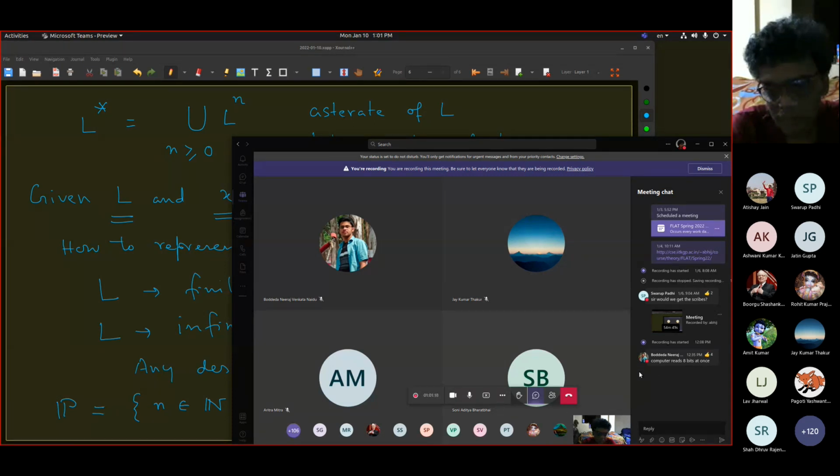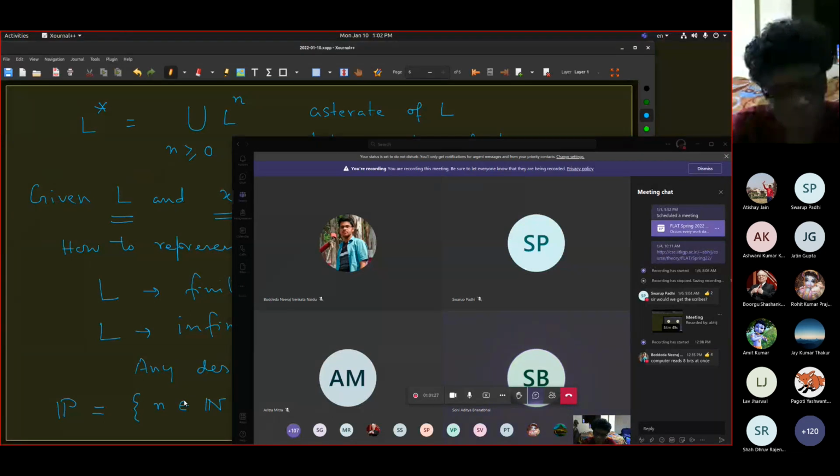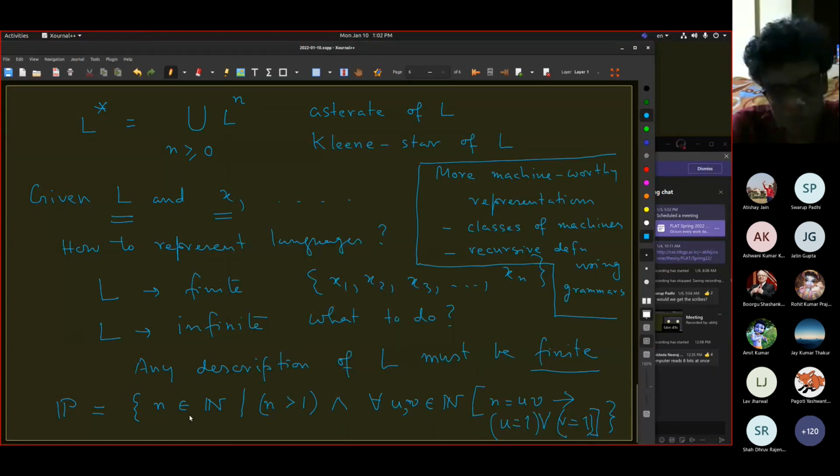Sir, language is finite means its cardinality is finite, right? Of that set. Like, what is a finite language and infinite language? Both of them are sets. Finite means the number of strings in that language is finite. Infinite language means the number of strings in that language is infinite. So the number of elements in L should be a finite number for L to be finite, right? Yes. That's how I define finite languages.